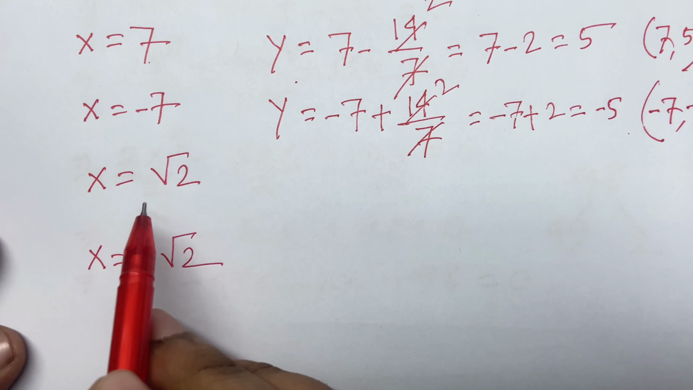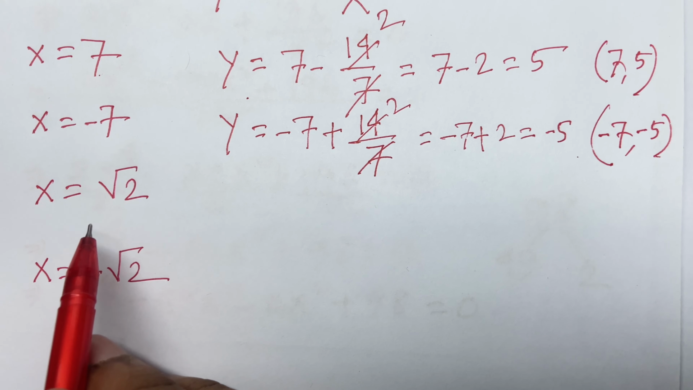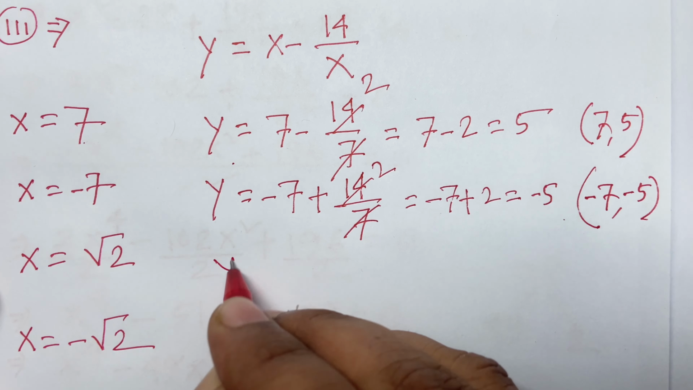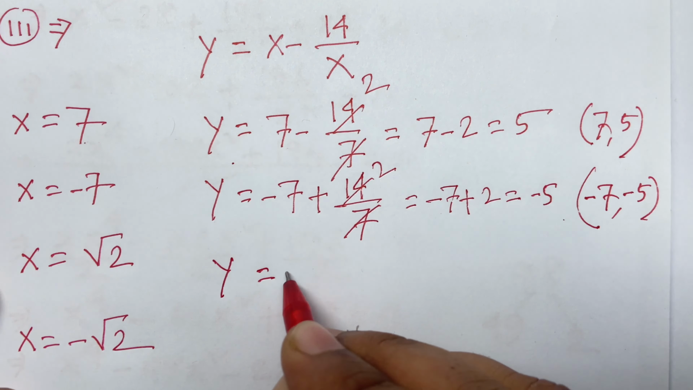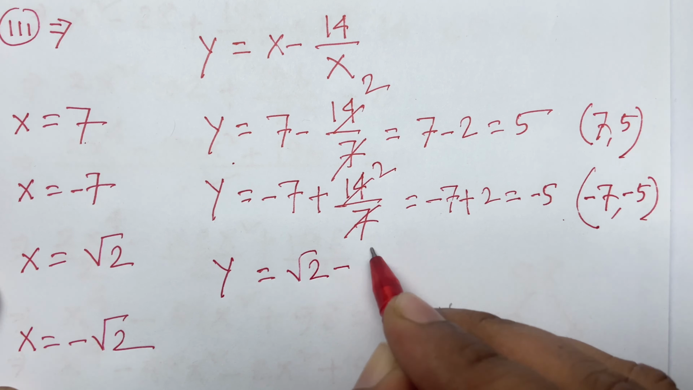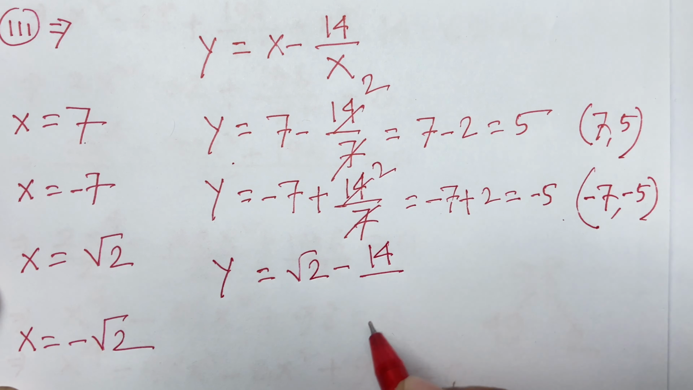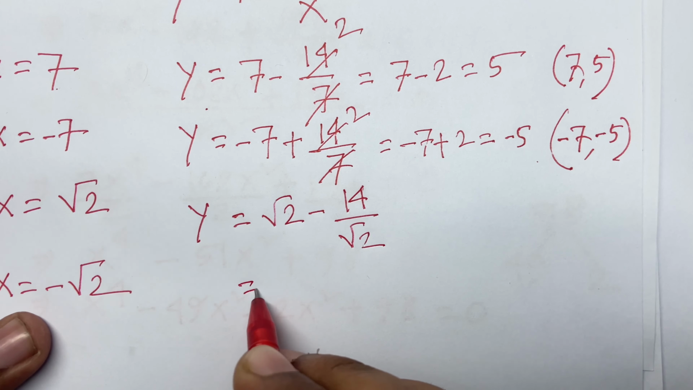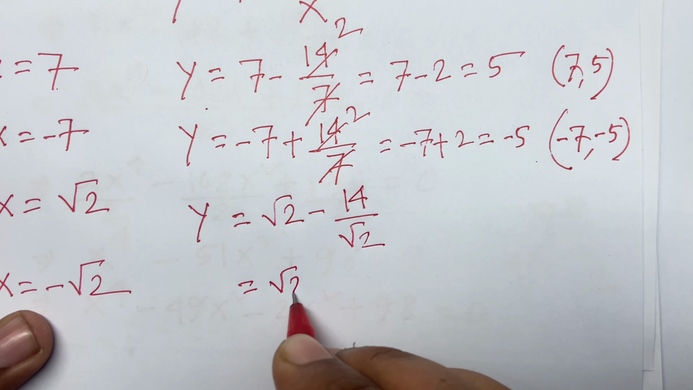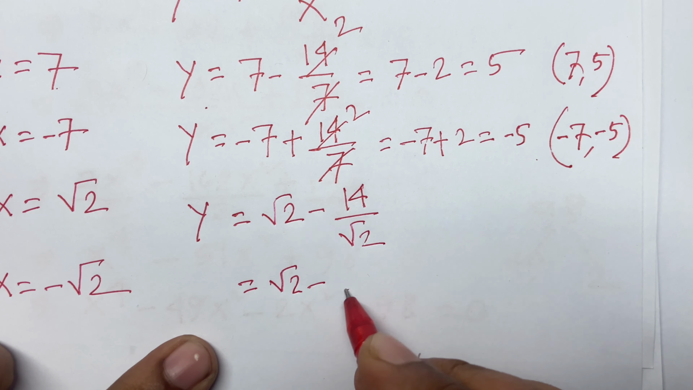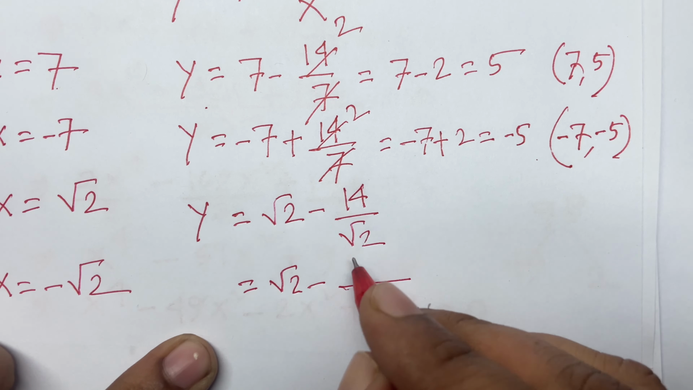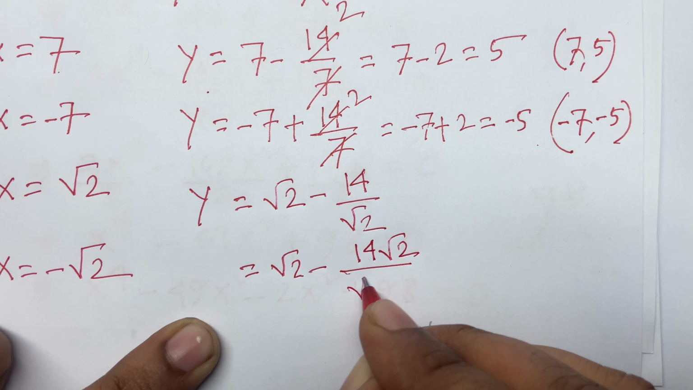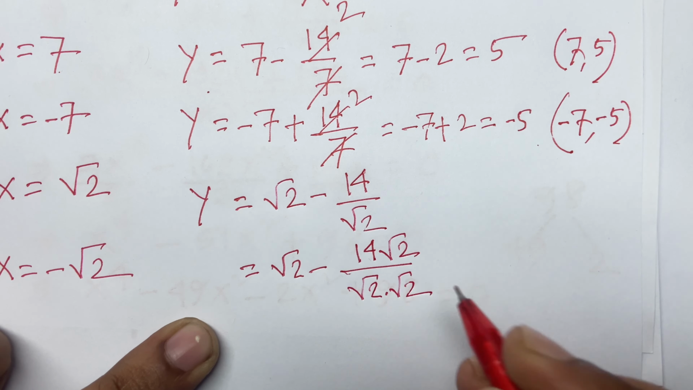Now when x equal to square root 2, I put this value in this equation. So we know that y equal to square root 2 minus 14 over square root 2. Now here is square root 2 minus 14 over square root 2. I multiply up and down by square root 2. This time I can say 14 square root 2 over square root 2 times square root 2.